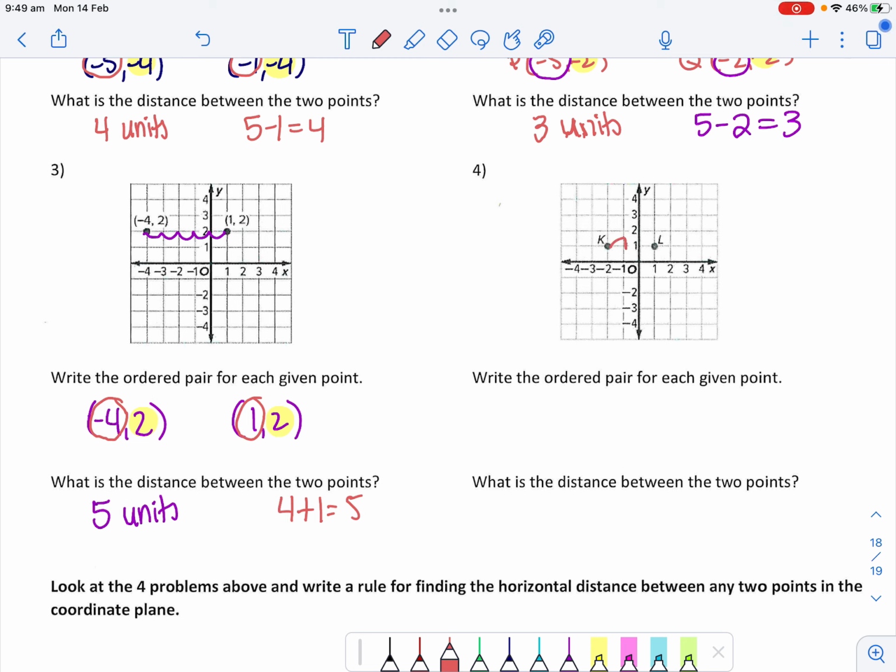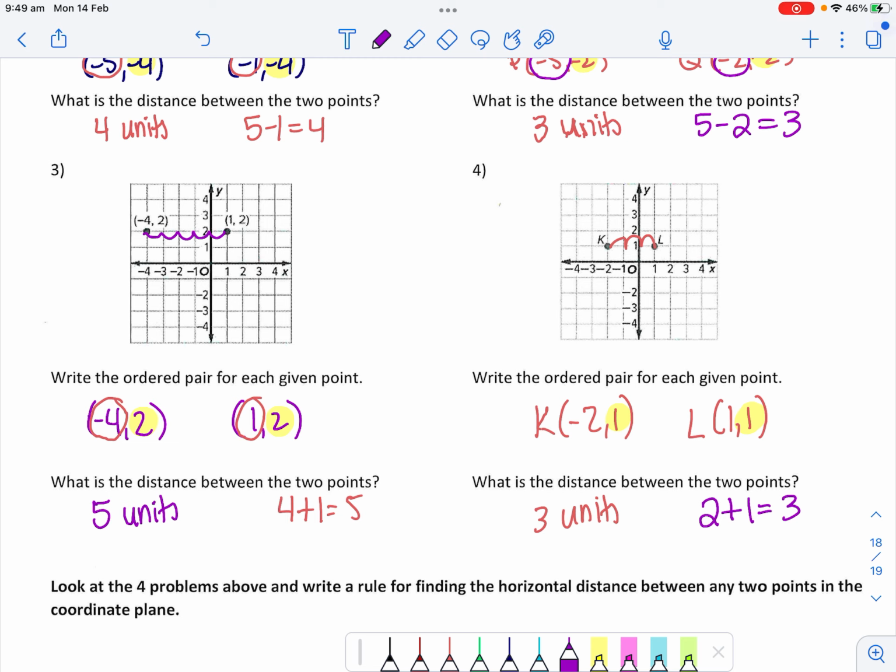So here I've got 1, 2, 3 units, so I know it's going to be 3 units. K is -2, 1, and L is 1, 1. Those y coordinates are again the same. So I'm going to do 2 plus 1 is 3 units.